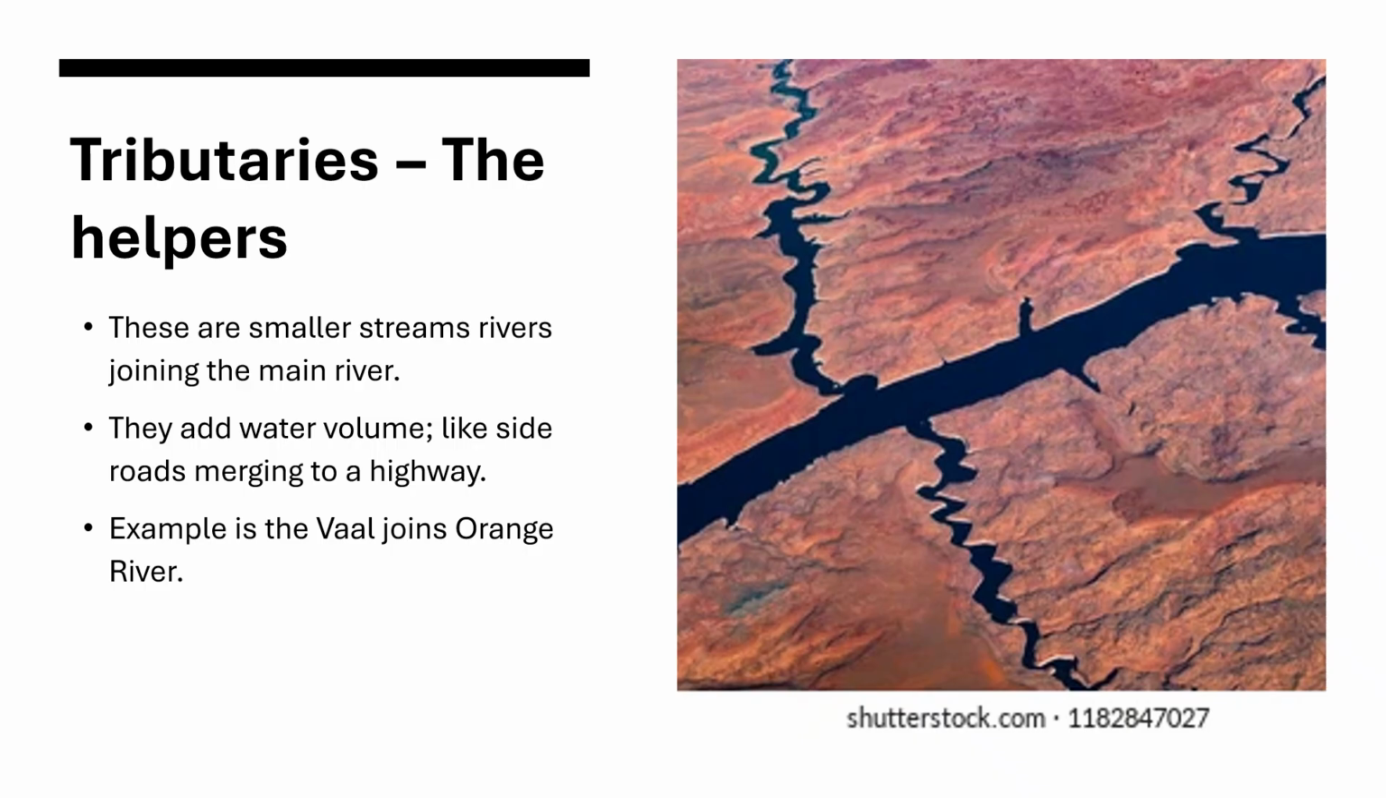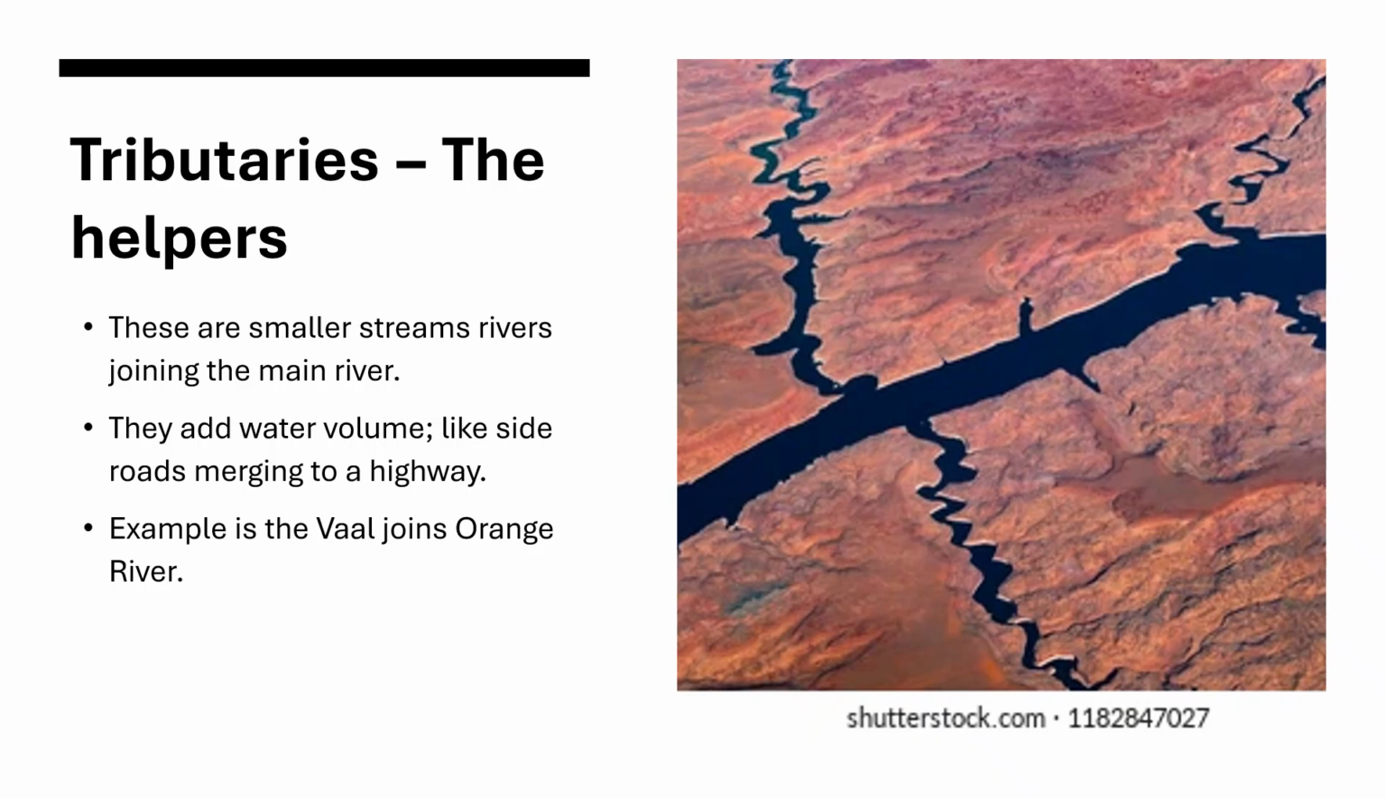So what is the advantage of it? The importance, actually, is that they add water volume to the main river, like side roads merging to a highway. Yeah, similar to a crossing. Our example is the Vaal River that joins the Orange River. Which means the Vaal River is the tributary of the largest river in South Africa.